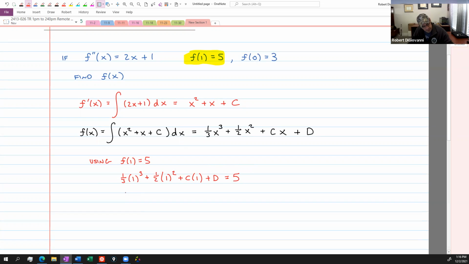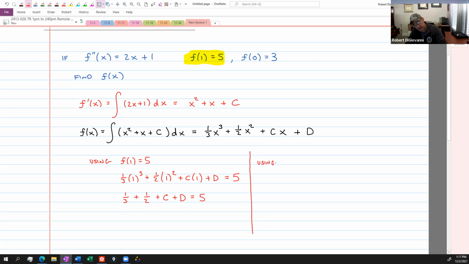Now, let me clean this up. This is just 1/3 plus a half plus c plus d is 5. And when you look at that, you should recognize that you have a single equation and 2 unknown variables, right? You have 2 things you don't know and 1 equation. Okay, great. Well, let's just wait. Let's now go look at the other one.